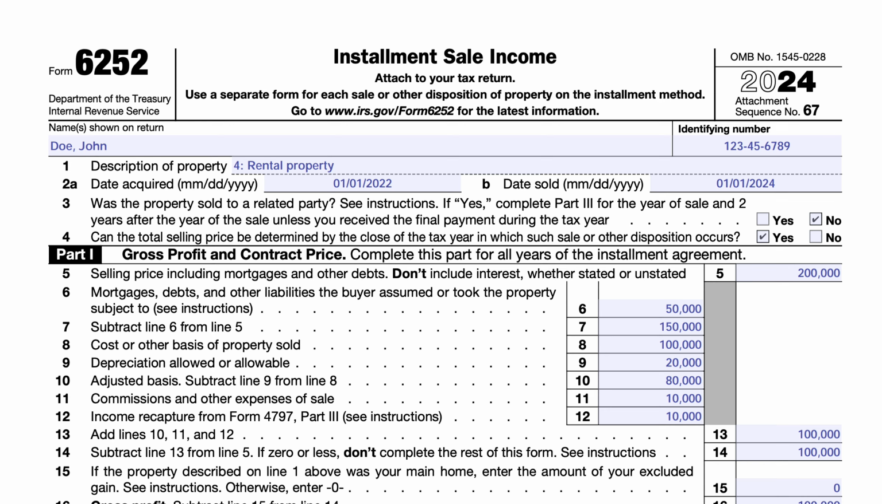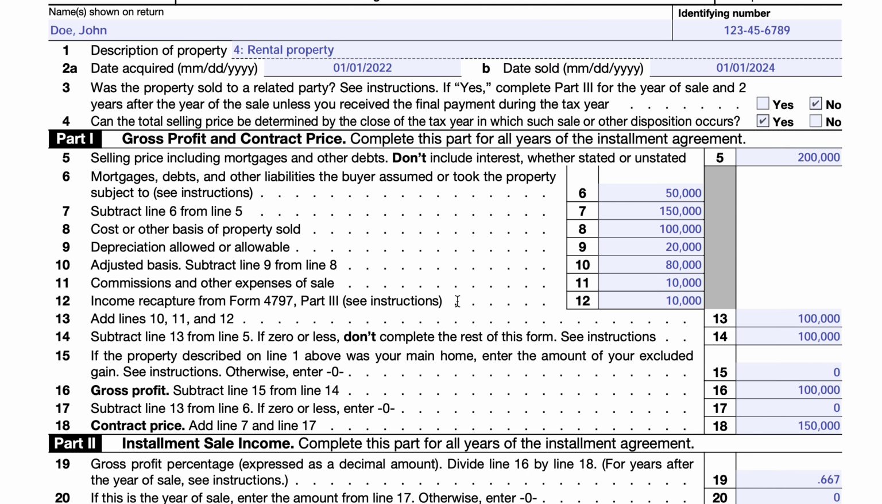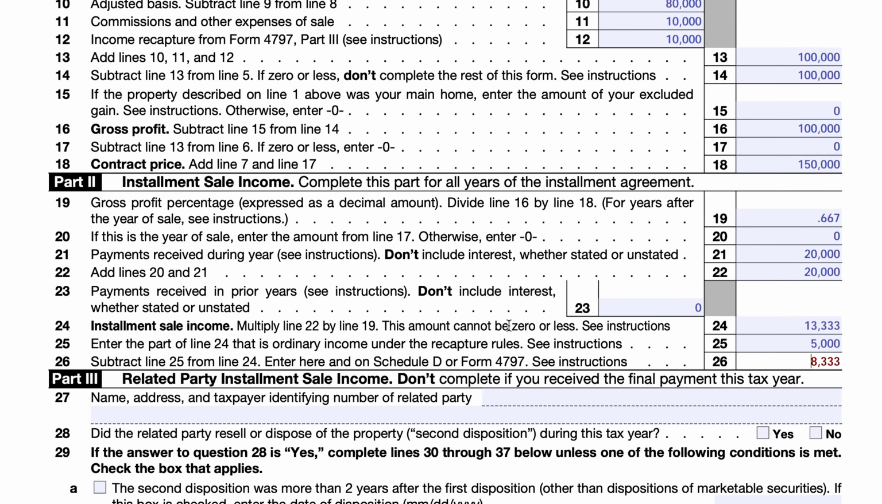We're going to break this down into three different parts. There's this area at the top that I just labeled in our article top of the form, but then really there's part one, which is the gross profit and the contract price. This is where you calculate the overall profit that you realize from the sale of the property. Then part two is the installment sale income, so basically how much of that profit you received in the year of the installment agreement.